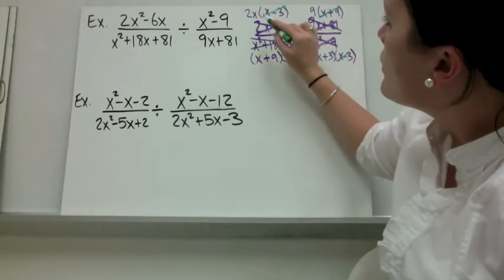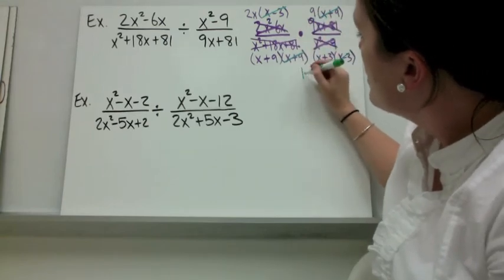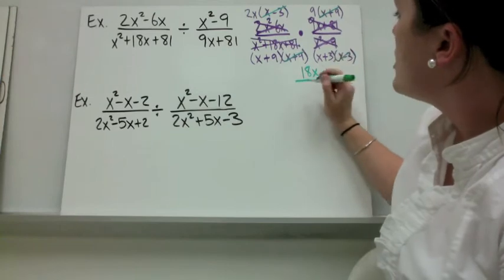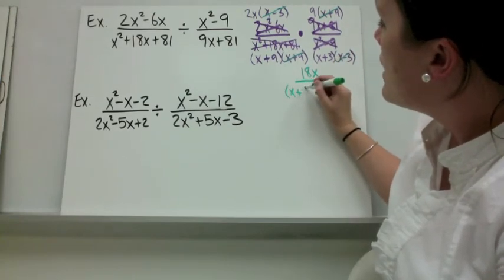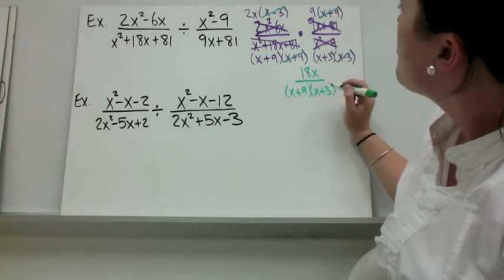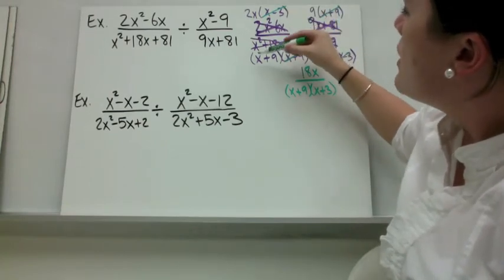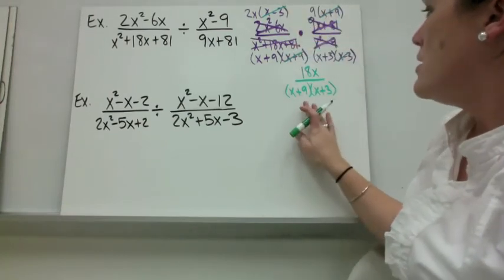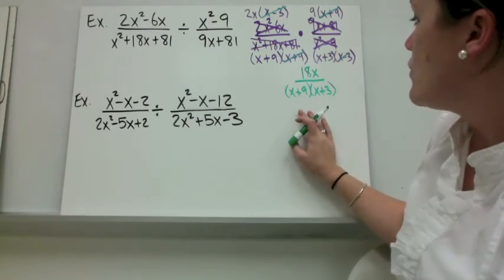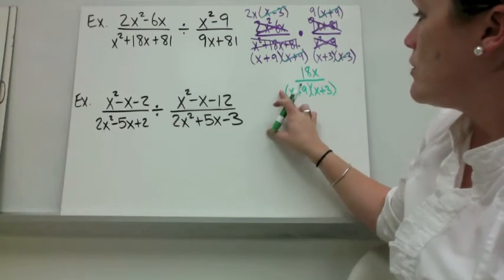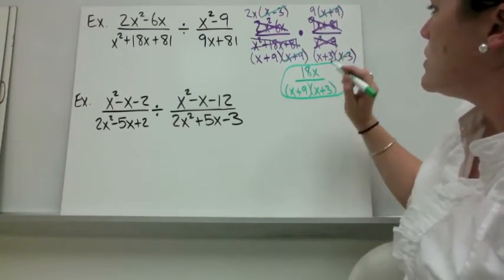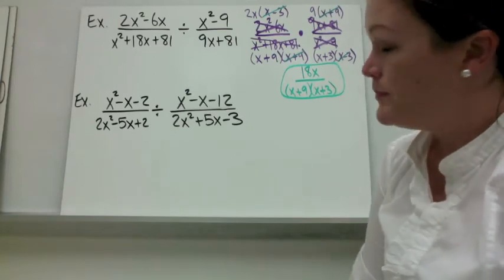So in my numerator, I have 2x times 9, which would give me 18x. In my denominator, I have x plus 9 times x plus 3. And we could just double check to make sure we haven't left anything out. And then that is fully simplified. We can't factor 18x any further, and there's nothing out front here that would cancel with 18x. So that would be our final simplified rational expression.